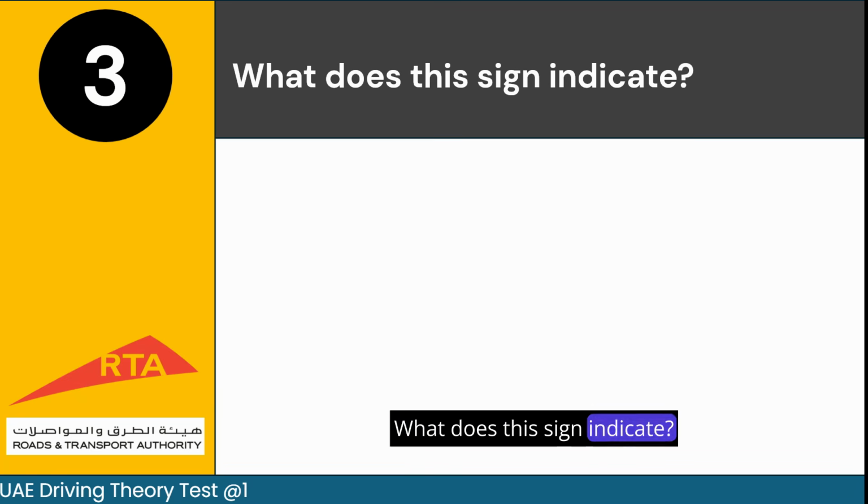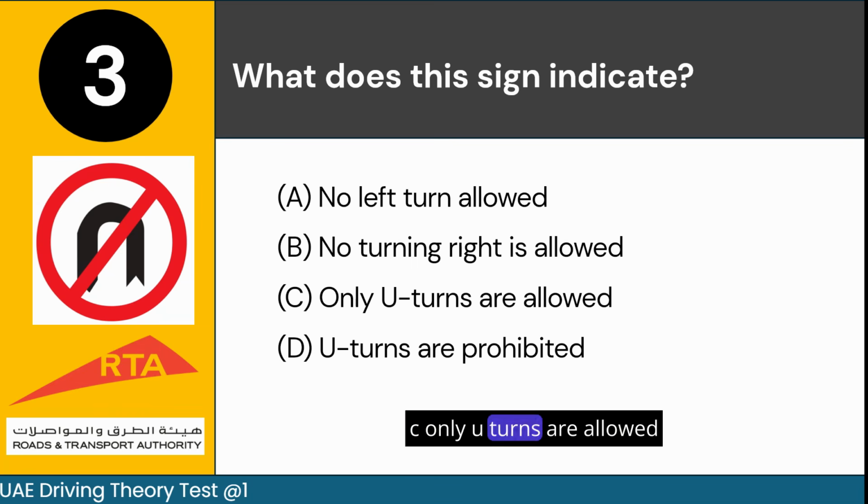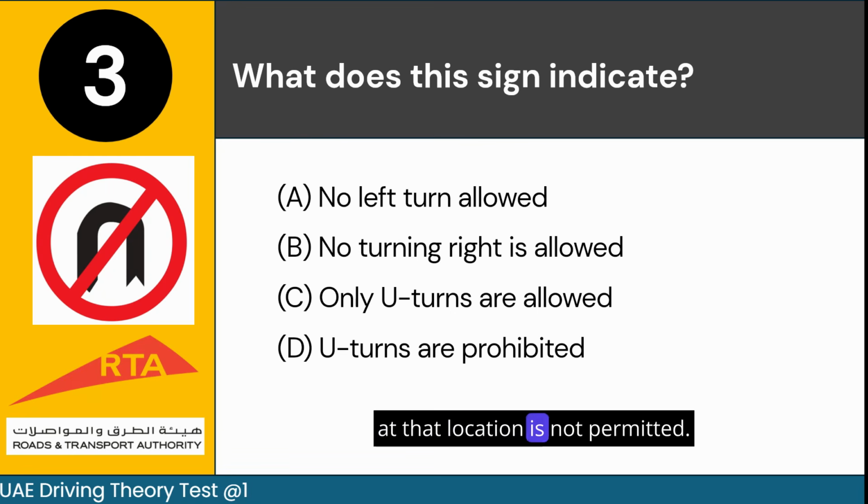What does this sign indicate? A. No left turn allowed. B. No turning right is allowed. C. Only U-turns are allowed. D. U-turns are prohibited. Answer: D. U-turns are prohibited. The no U-turn sign indicates that making a U-turn at that location is not permitted.